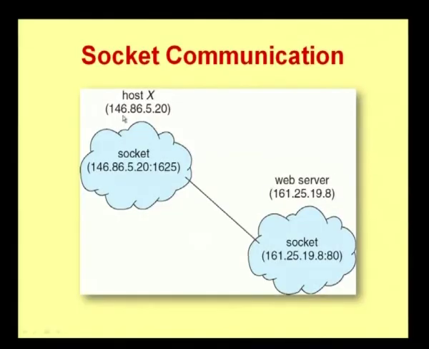We will see it in a diagrammatic way. So this is a socket. This is the IP address 146.86.5.20. This is said to be a host, wherein :1625 is the port ID, and this is my web server. This is my web server IP address 165.25.19.8, and :80 is the port address of this web server. So communication takes place in this manner.